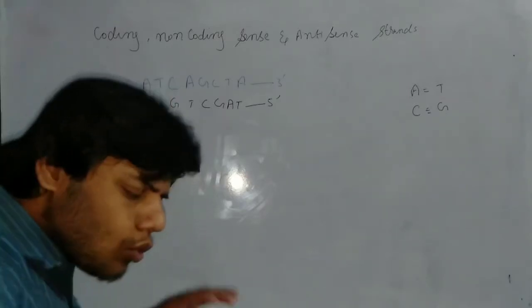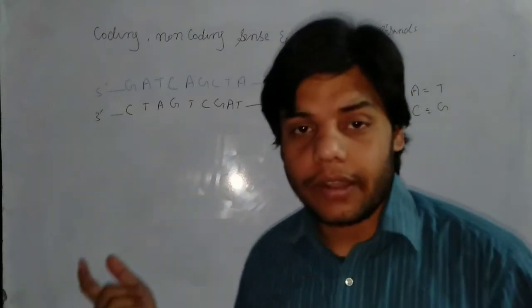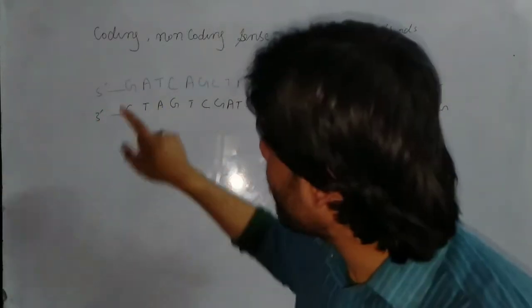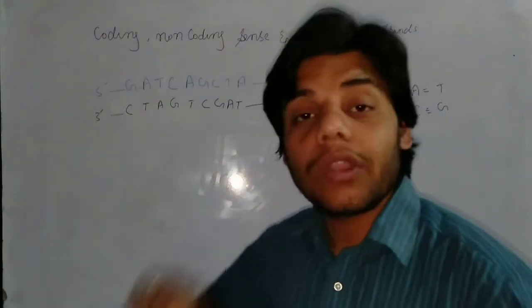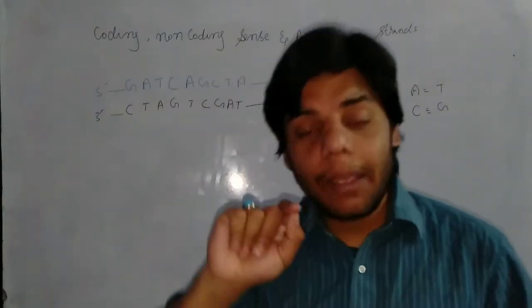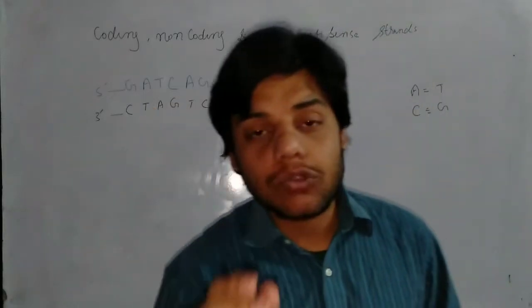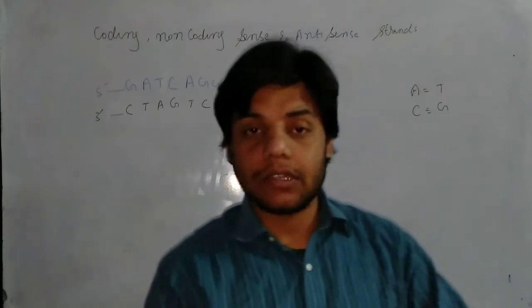So if the teacher asks how you will make the complementary strand, it is very simple. We should just know which nucleotide guanine bonds with, which nucleotide adenine bonds with, which nucleotide thymine bonds with, and similarly which nucleotide cytosine bonds with. We should know that.